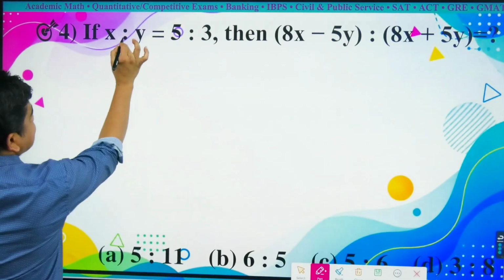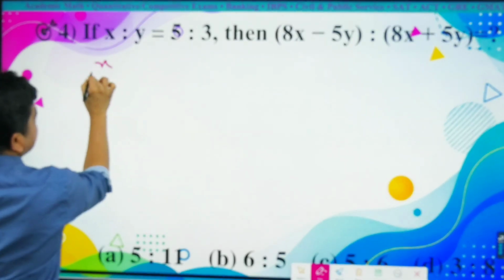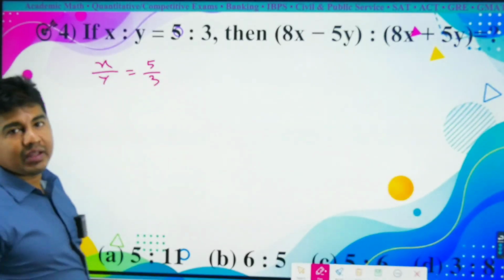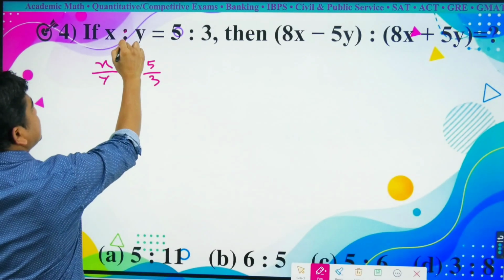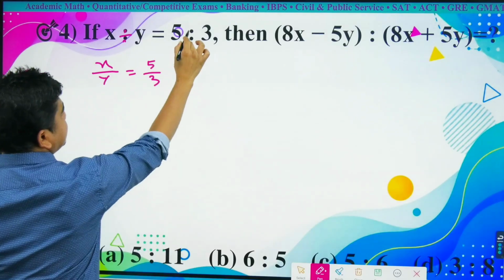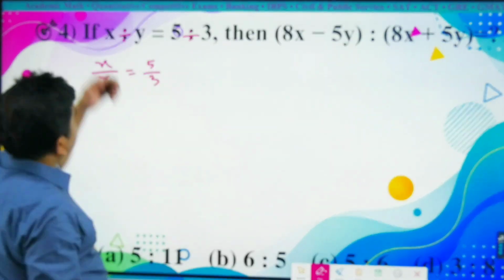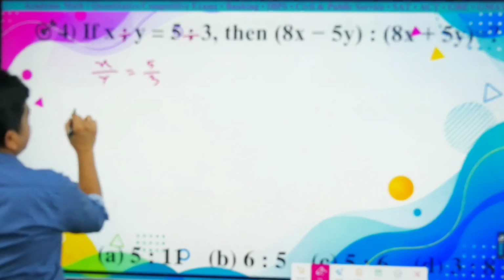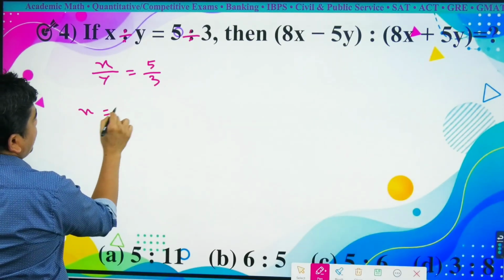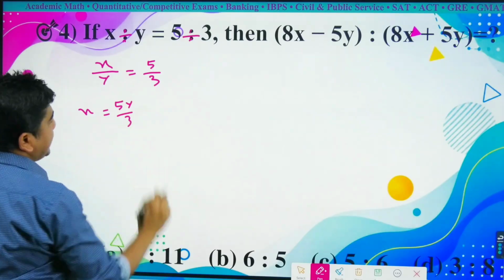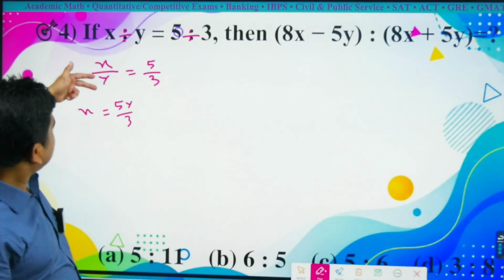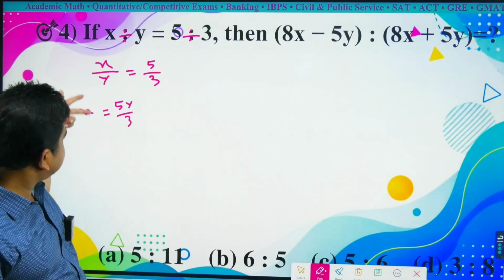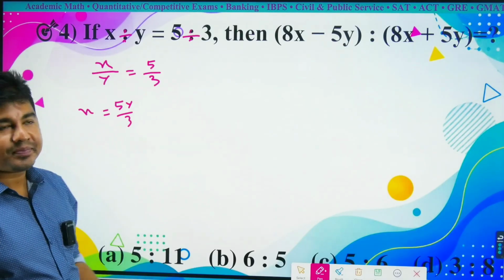It has been said x is to y, where 'is to' means divided by, that means x by y equals 5 by 3. I have already said, 'is to' means divide. So x divided by y equals 5 divided by 3. From this equation we can write x equals 5y by 3. This y, with cross multiplication, will be multiplied with 5. x equals 5y by 3.